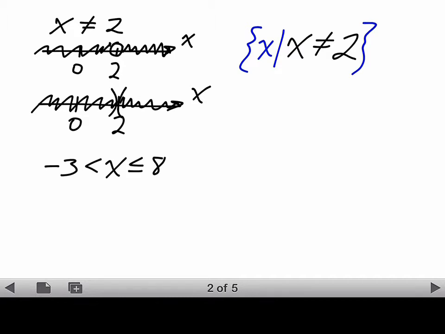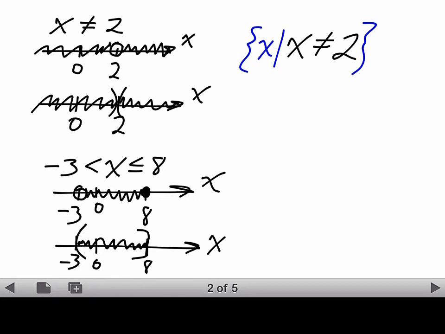Finally, we have -3 is less than x, which is less than or equal to 8. And I like to use the word between because we're expressing that x is between -3 and 8. By the way, if this had been a non-strict inequality here, we'd say x is between -3 and 8 inclusive. But it's not. And so, here it is on the number line using a circle and a dot. And here it is on the number line using a parenthesis and a square bracket.